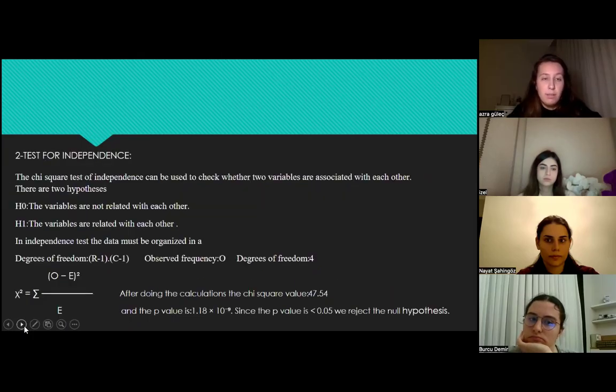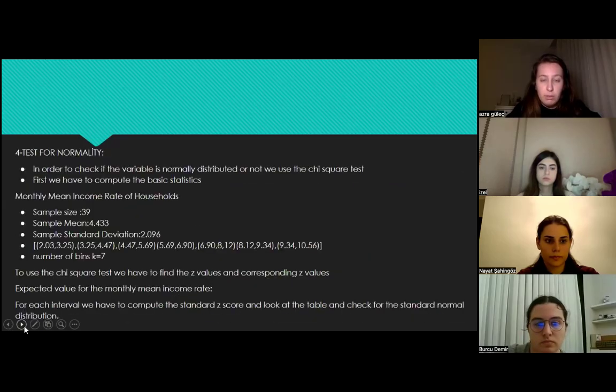The second test is the test for independence. So we can see the formula for the test for independence. After doing the calculations, the chi-square value is seen, and because the p-value is less, the test rejects.